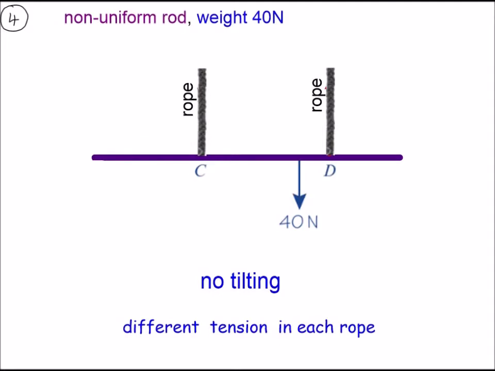Example 4, we have a non-uniform rod of weight 40 newtons. So the 40 newton force due to the weight is not right at the center. It's held by two ropes. The tension in each rope is different. At the moment this is not about to tilt.